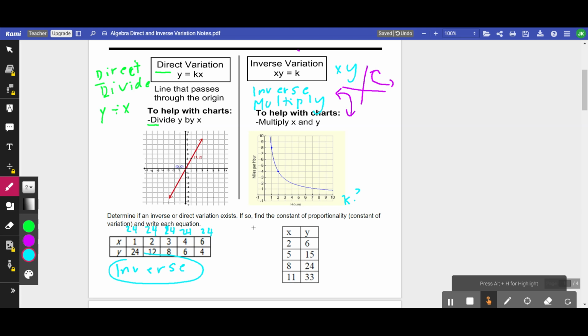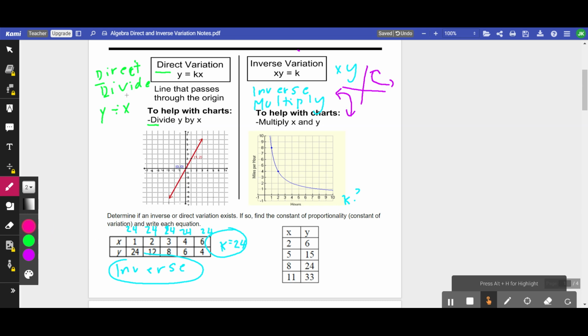And then for the second part here, it's asking you the constant of proportionality, which is also called the constant of variation. Pretty much it's asking you what your K value would be, or what value you got the whole way through when you multiplied these together. So here, the constant of proportionality would be 24. So your K would be 24 because that's what you got each time. And so that was inverse.